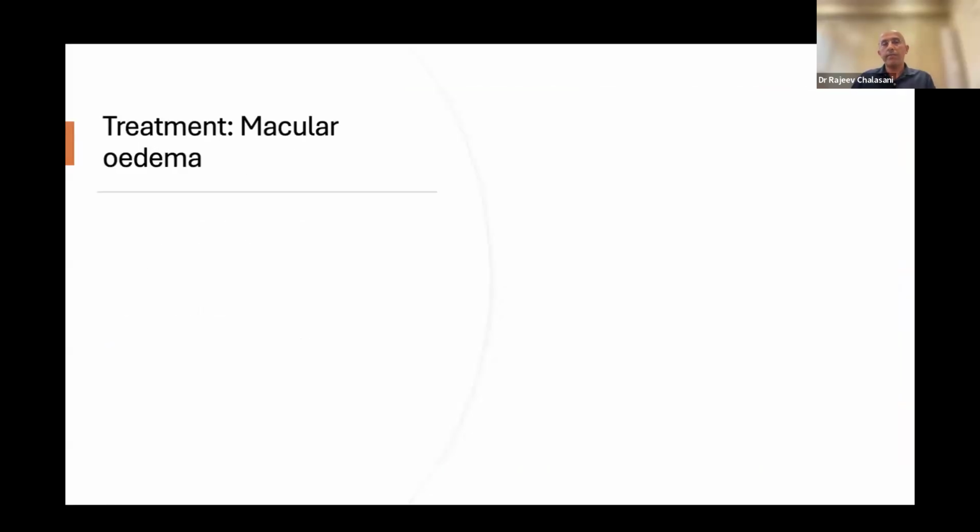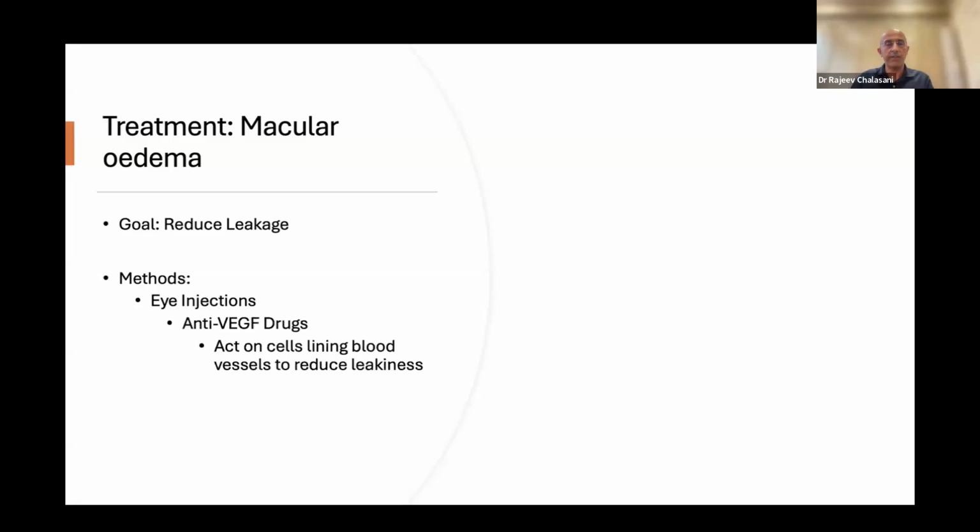So how do we treat these two key things that come from diabetes in the eye? Firstly, macular edema. Our goal is to reduce the leakage of fluid into the macula and thereby allow the fluid to be resorbed and restore normal macular anatomy or structure. The way we do this is with eye injections, and I'm sure many of you have patients that receive eye injections for many diseases, but diabetic macular edema is a very common one.